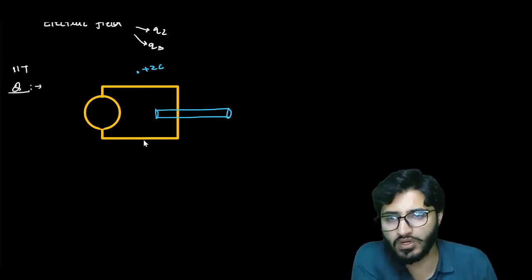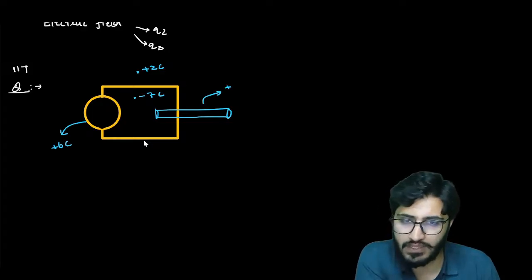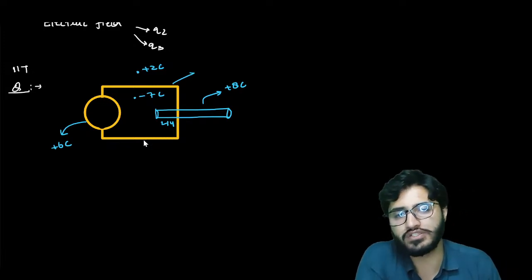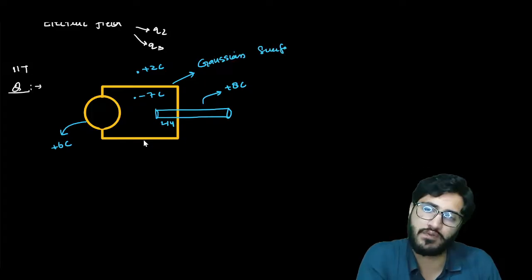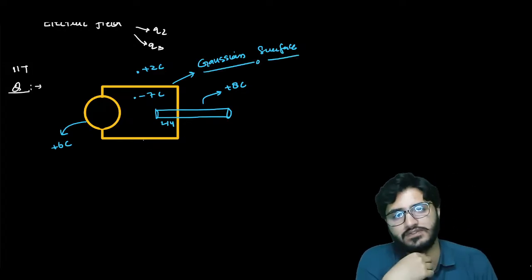Plus 2 coulomb is outside, minus 7 coulomb is inside. On this disc we have plus 6 coulomb. This rod is having plus 8 coulomb, but L by 4 is inside length. This is my Gaussian surface. So we have to find the net flux.